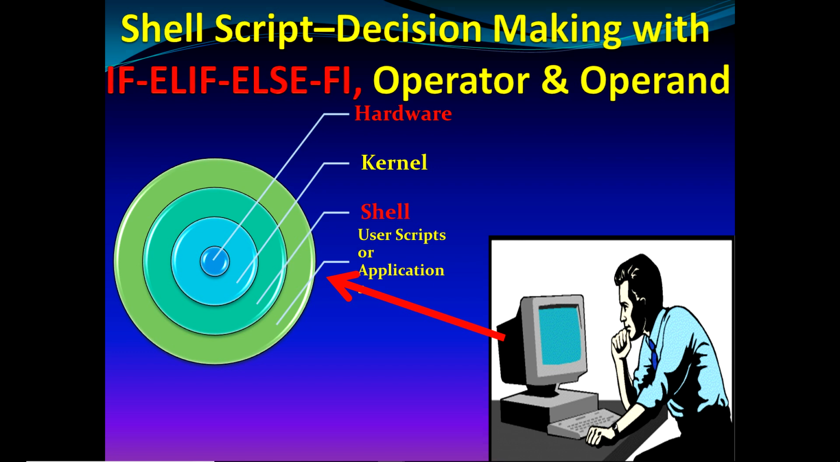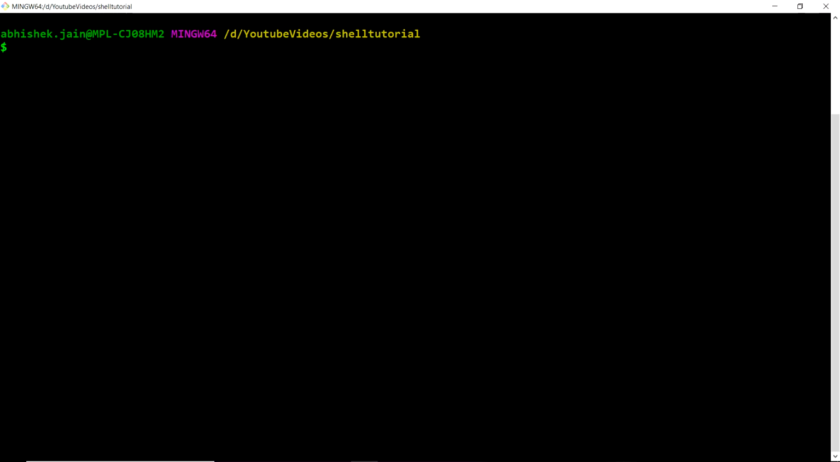In this video we are going to cover the if-else command, through which we make a decision based on the value of a variable inside the shell script. So let's quickly jump into the demo. First we're going to cover the syntax of the if-else command, then we're going to see with a real-time use case how we can utilize that.